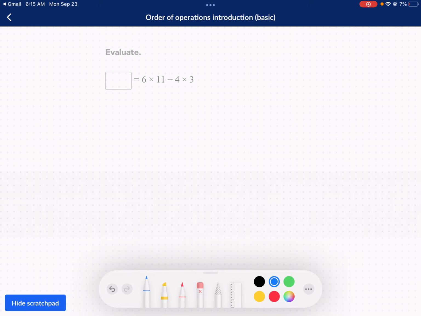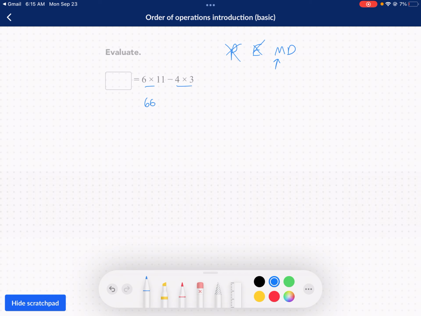Okay, here we go again. Again, we're going to look to see if we have any parentheses, no parentheses. Any exponents, no exponents. Any multiplication or division. Those go together again. And as you can see, we have 2 sets of multiplication. So let's start with multiplication. I'm going to do 6 times 11, 66.